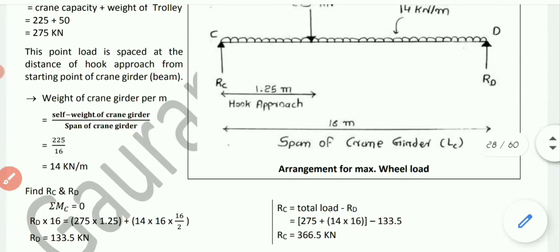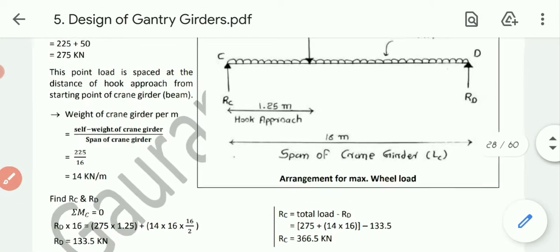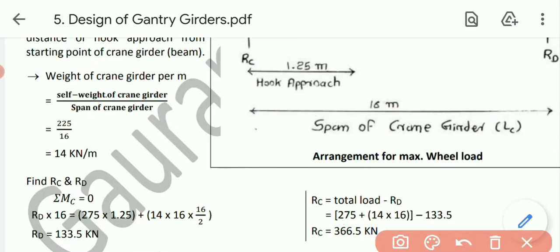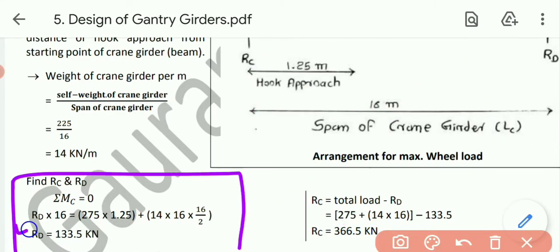See, over here I have done the same thing. Just let me zoom in on the data. So sigma MC equals 0. So RD into 16 equals 275 into hook approach, that is 1.25, plus 14 into 16 into 16 by 2. So I will get the answer of RD, that is 133.5 kilonewton.